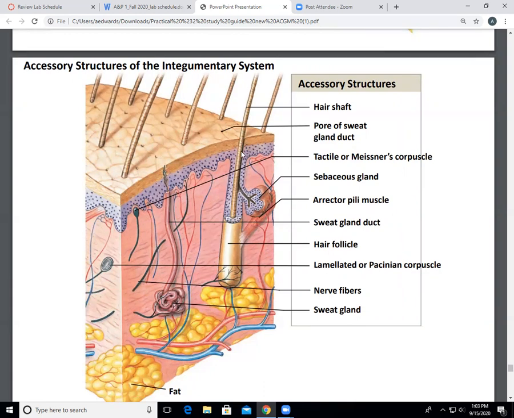All right, so with the hair, here's the hair follicle. There's an erector pili muscle that can help make it stand up depending on if you're sensing something. And this is the sebaceous gland. It secretes oil into this hair follicle.